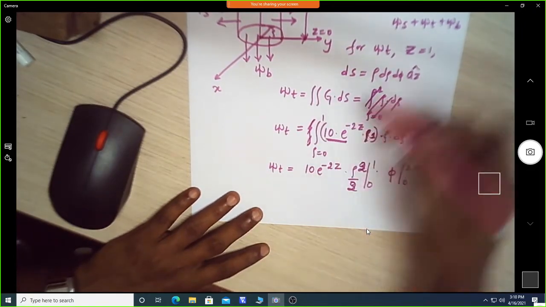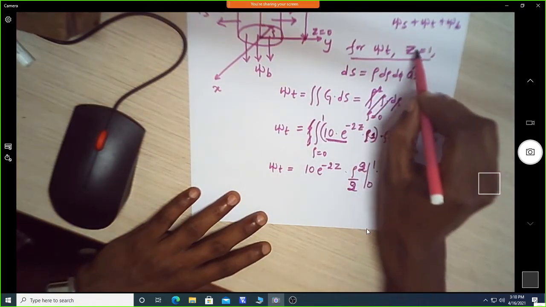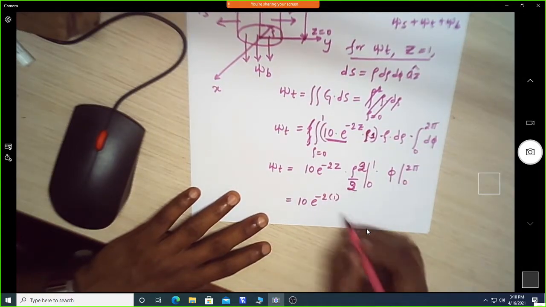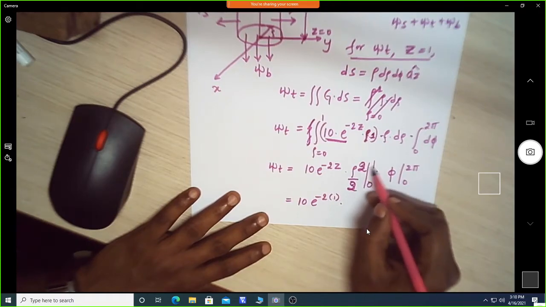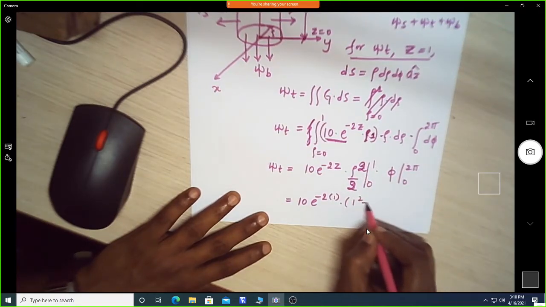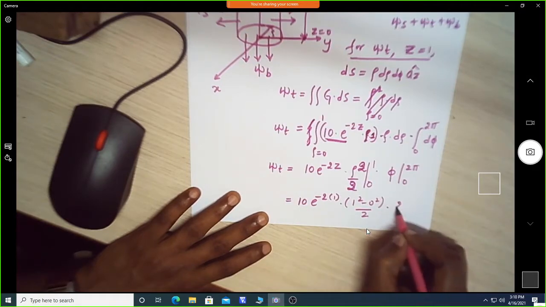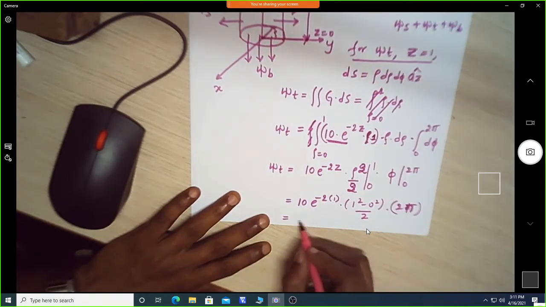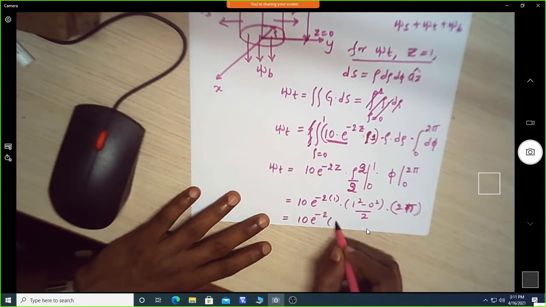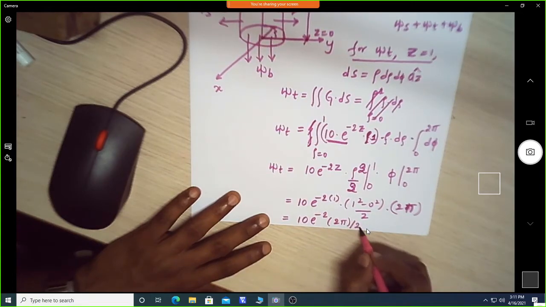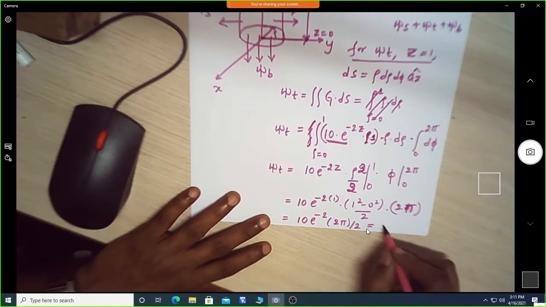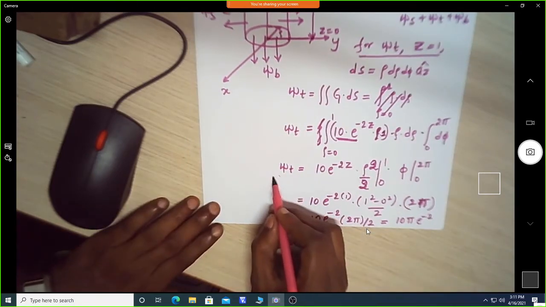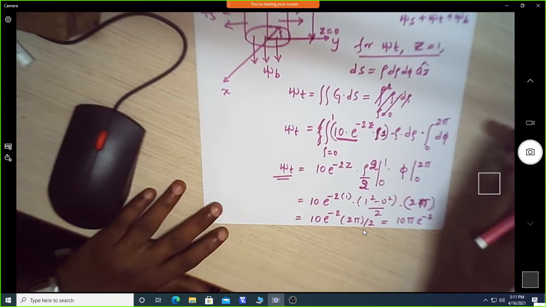Now you can see here for the top surface, what is the z value? Z value equal to 1. If you substitute that one, e power minus 2 into z value 1. So if I substitute the limits, rho square 1 square minus 0 square divided by 2, this into 2 pi. So what is the final value? It is 10 into e power minus 2 into 2 pi, divided by 2, which is equal to 10 pi into e power minus 2. So this is the value for the top surface, the flux in the top surface.